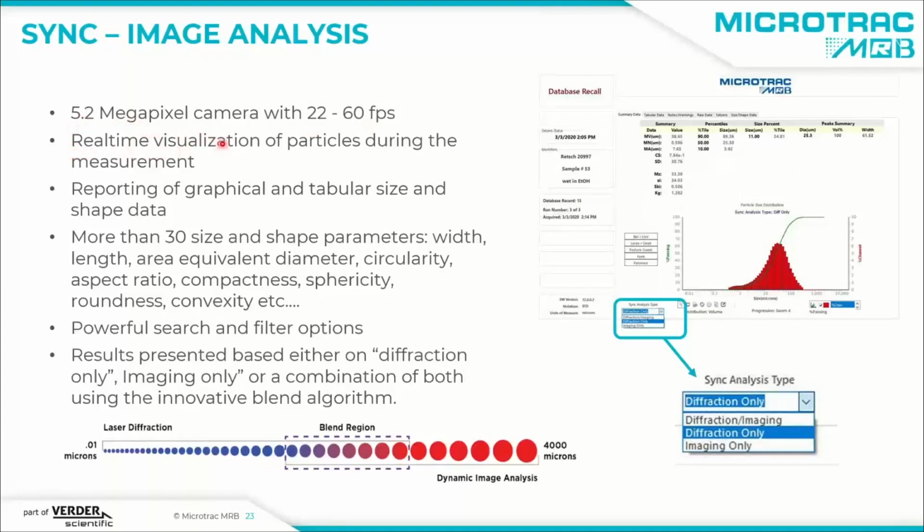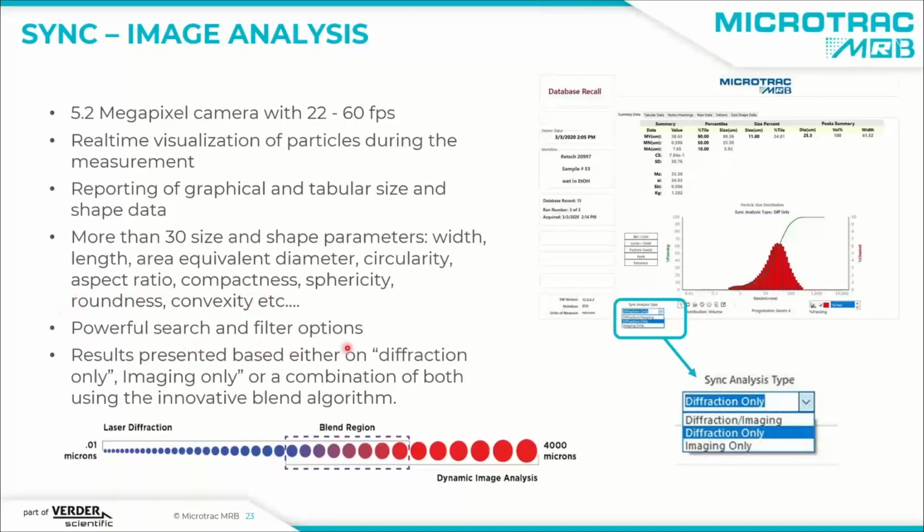During the measurement, you see a real-time visualization of the particles that flow through your measurement cell. So you see a video, actually, of your particles. And after the measurement, the size and shape data from image analysis are reported as a graph or as a data table. And you can also look at every particle that has been recorded by the camera. More than 30 size and shape parameters can be evaluated, like width, length, equivalent area diameter, circularity, aspect ratio, compactness, sphericity, roundness, convexity, transparency, and many more.